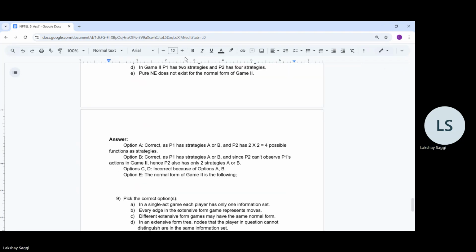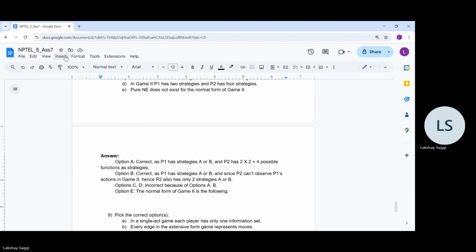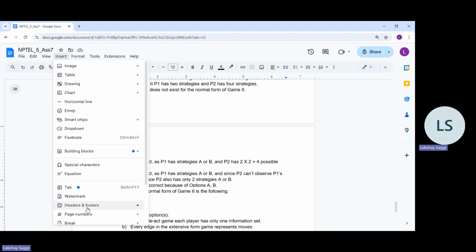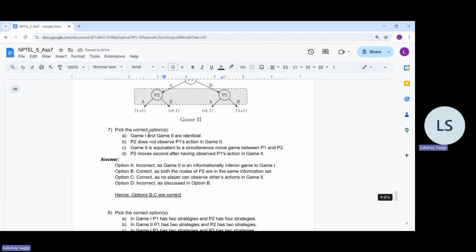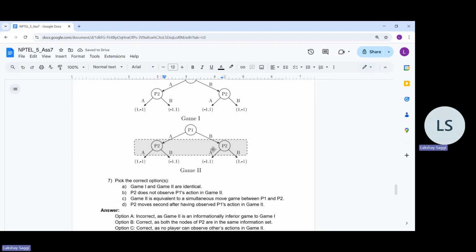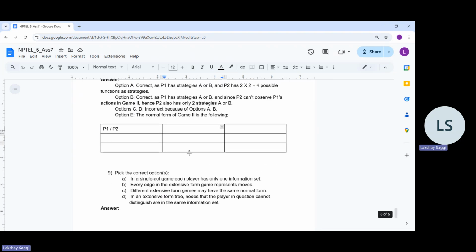Now maybe I just insert that table here. I'll just now be drawing the normal form of the game. So 2 x 2 will be the strategies, and now just the headers and everything. So this is P1, comma P2. In game two, Player 2 only has two strategies, A or B. Similarly, player 1 has only two strategies, A or B. So P2 will be the column player, P1 will be the row player as always.